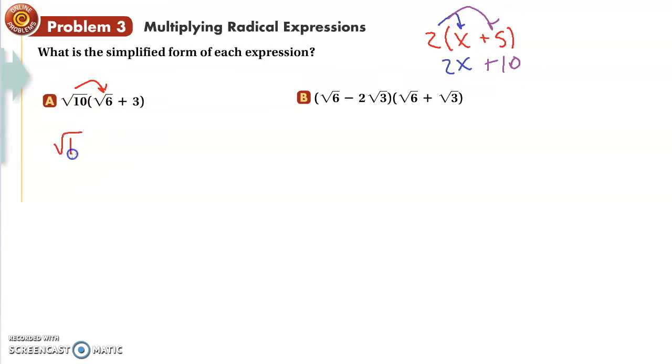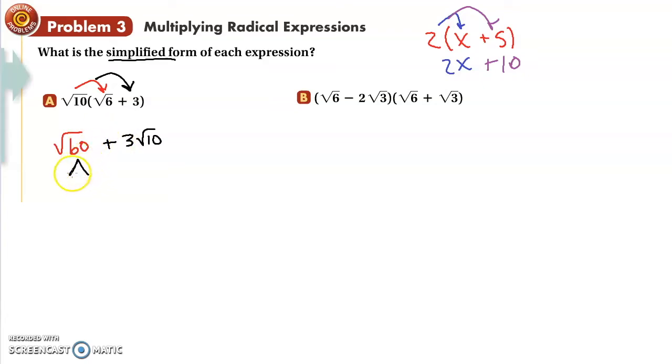Square root 10 times square root 6 is the same thing as the square root of 60. And then we can go ahead and distribute yet again. Square root 10 times 3 is positive 3 square root 10. Now, they're asking what is this simplified form? We would be done as long as nothing here can be simplified. But looking at this 60, I don't know. There might be something in there. So let's go ahead and try to break this up and see if this can go any lower, because we might be able to combine them.